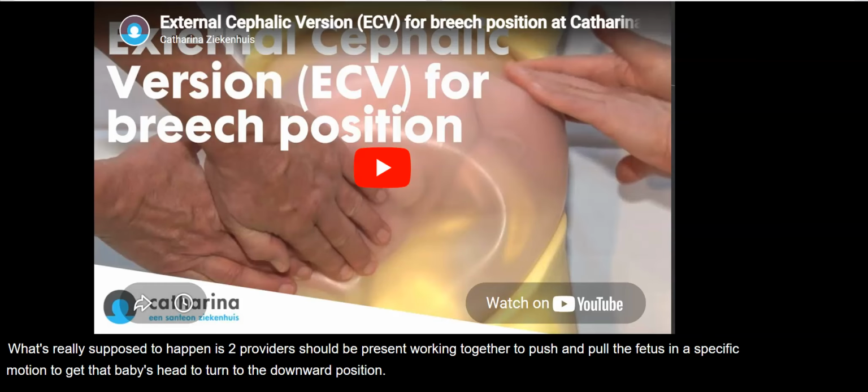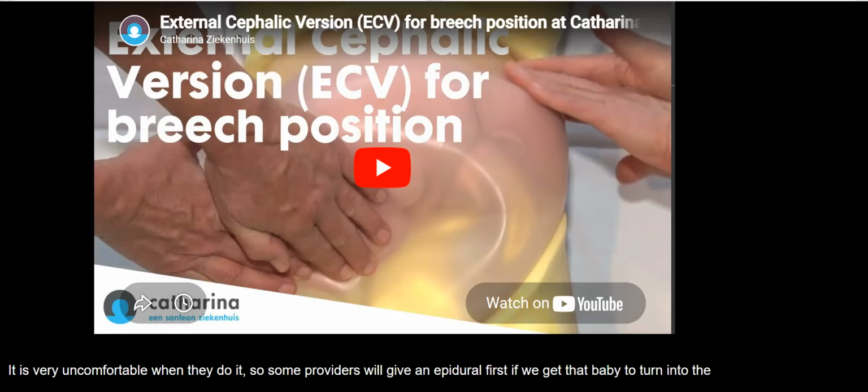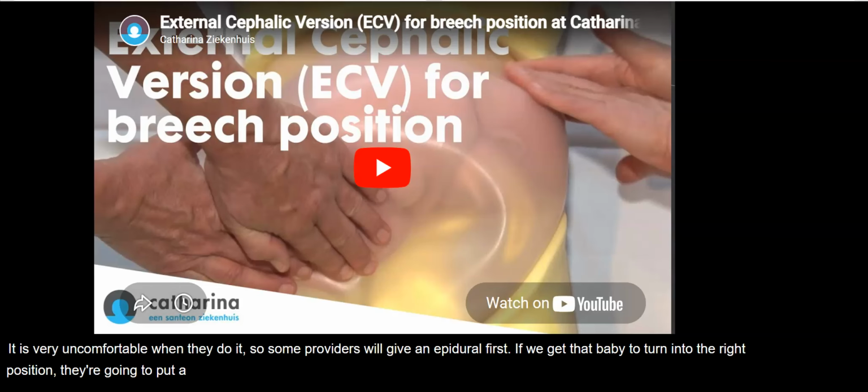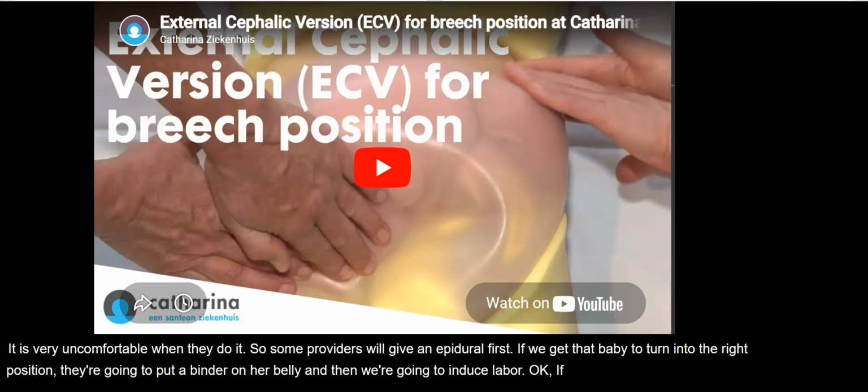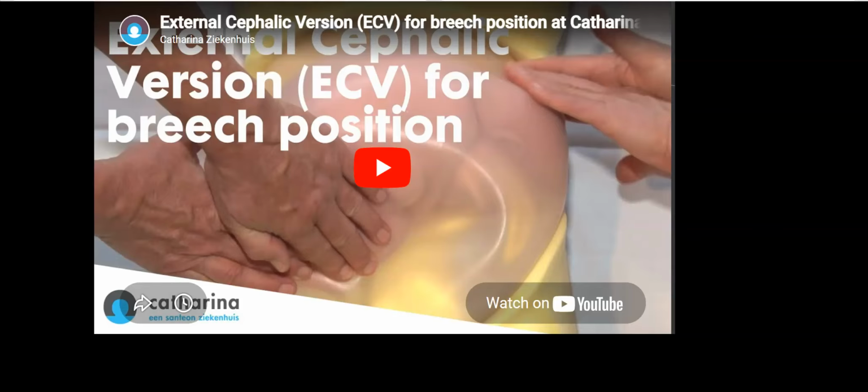It is very uncomfortable when they do it, so some providers will give an epidural first. If we get that baby to turn into the right position, they're going to put a binder on her belly, and then we're going to induce labor. Okay. If not, we're going to schedule a C-section because it wasn't successful. This is what it looks like. Hopefully you guys can hear it when I play.